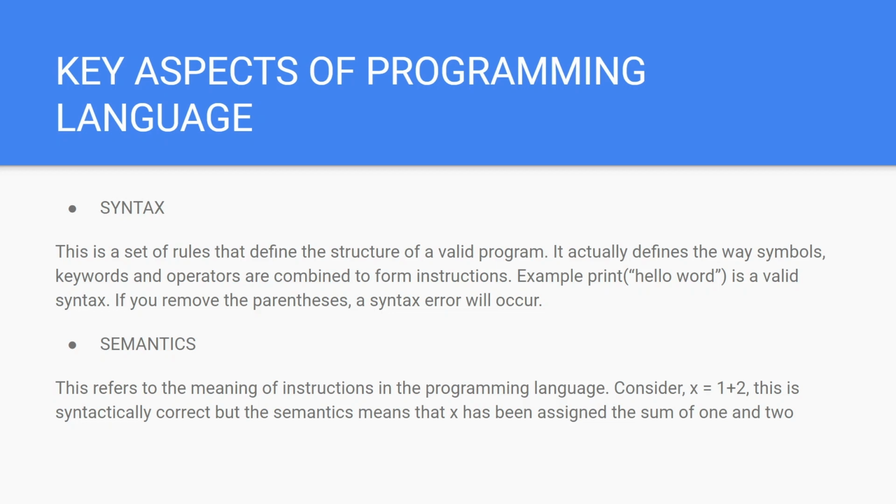You get the difference now? Semantics tends to refer to the meaning of instructions in the programming language, while syntax is a set of rules and structures that define a valid program. Now, for this first one, if I'm to take the semantics here, it means that I'm printing hello world. That's what it means. Here it means that x has been assigned the sum of 1 and 2.